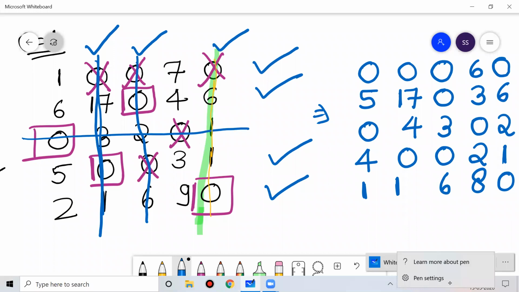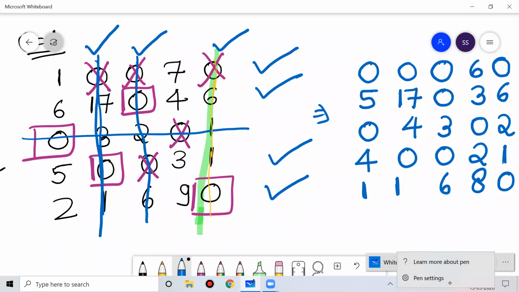So 0, 0, 0, then 6, then 0, then 5, 17, then 0, 3, then 6, then 0, then 4, then 3, then 0, then 2, then 4, then 0, then 0, then 2, then 1, then 1, 1, 6, 8, 0.